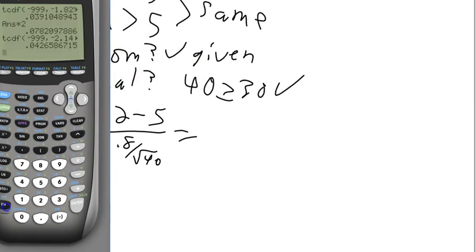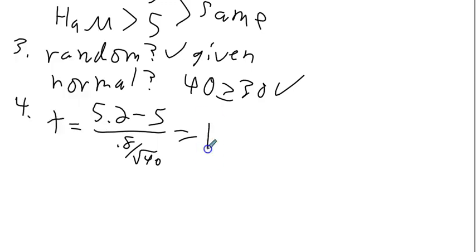We are going to turn it on. We're going to hit alpha y equals. That's going to set us up with a fraction right there. Okay? We're going to type in 5.2 minus 5, or you can just do it in your head and get 0.2. It's up to you. Then we put 0.8 divided by the square root of 40. And we get 1.58111. We're going to write 1.58. Okay? That is our t-score.